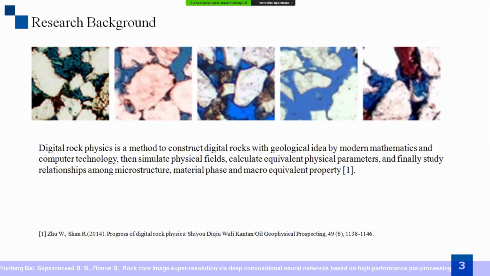First, the background. Digital rock physics is a method to construct digital rocks with geological ideas by modern mathematics and computer technology. Then simulate the physical fields, calculate equivalent physical parameters, and finally study the relationships among the microstructure and material phase and the micro-equivalent property. And during this process, it needs to prepare high-resolution images. And here are some images of the digital rocks.